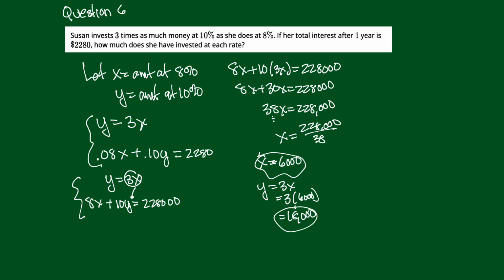Now, it says find the amount at each rate. All right, so we have 2 rates. How much money was invested at 8% and how much at 10%? Well, 8% was what? That was x. And here is our x, that's 6,000. And at 10%, that is the 18,000.